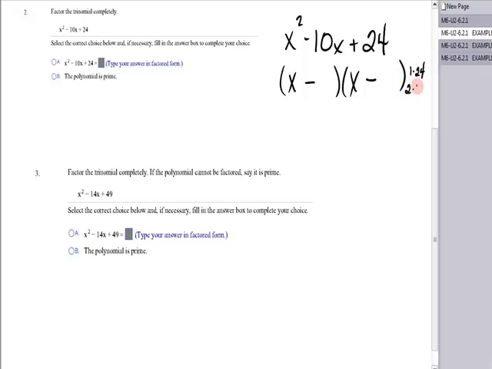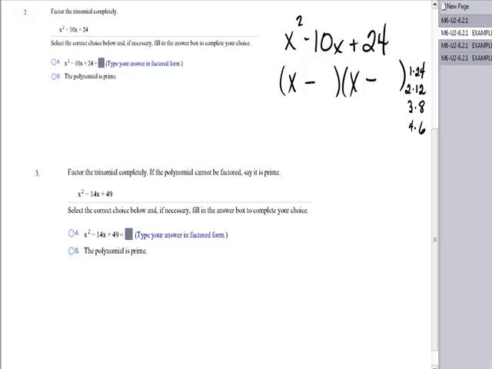Does 2 go in there? Yeah. 2 times 12. Does 3 go into 24? Yes. 8 times. Does 4 go in there? Yes. 6 times. 5 doesn't. Does 6 go in there? I don't have to write it down because I already have a 6. So these are all my combinations. Any one of these will give me 24.